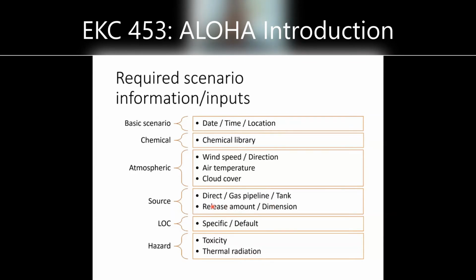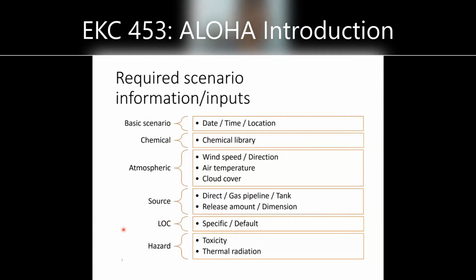How about the release amount? How many grams? What is the volume? And the dimension of that source. If you have a leakage in your pipeline, is it a hole? How big is that hole? You need to identify that in your ALOHA. Then the output is the level of concern, LOC. In EKC 463 this semester you already learned about level of concern, how to draw the boundaries for level of concern.